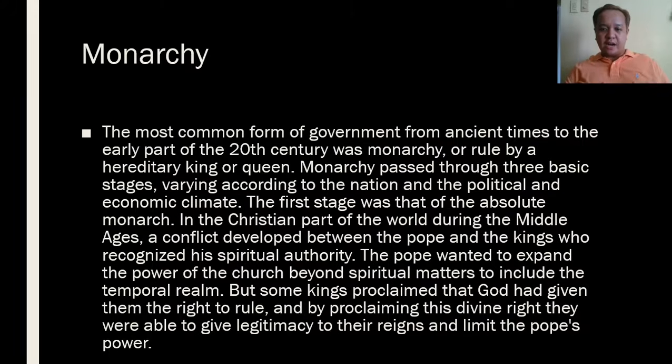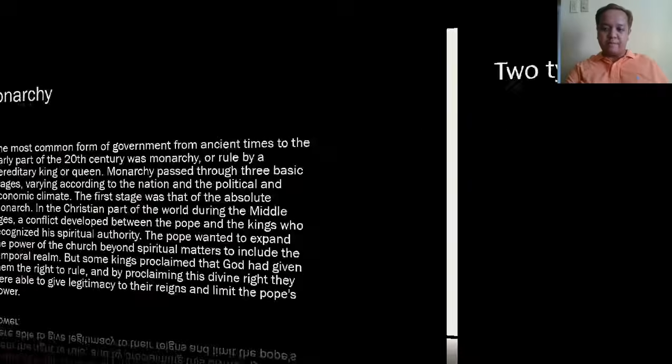So absolute monarchy. In the Christian part of the world during the Middle Ages, a conflict developed between the pope and the kings who recognized his spiritual authority. The pope wanted to expand the power of the church beyond spiritual matters to include the temporal realm. But the kings proclaimed that God had given them the right to rule. And by proclaiming this divine right, they were able to give legitimacy to their reign and limit the Pope's power.